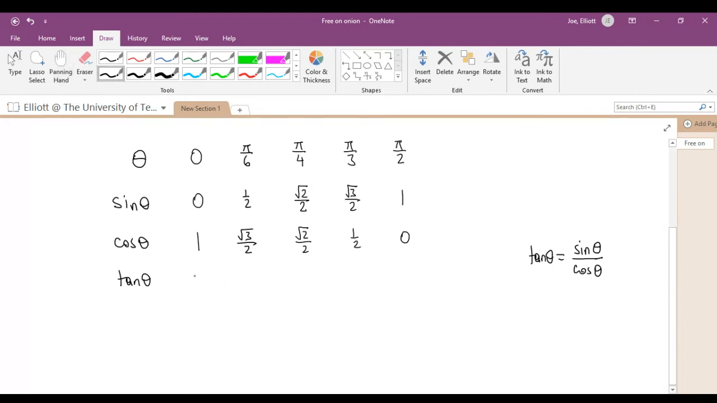So tangent starts at 0. Tangent of pi over 6 is root 3 over 3. Tangent of pi over 4 is 1. Tangent of pi over 3 is root 3. And then tangent has a vertical asymptote at pi over 2, and so it doesn't have a value there. You can say that tangent of pi over 2 does not exist, okay? In my opinion, this is the bare minimum of what you need to have memorized.